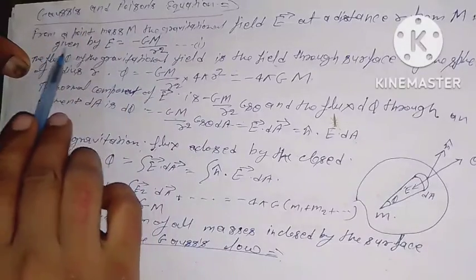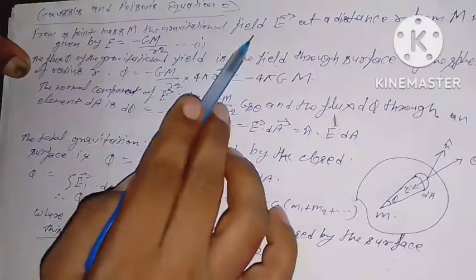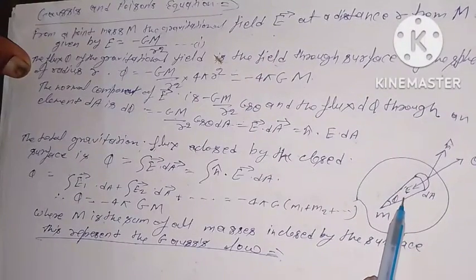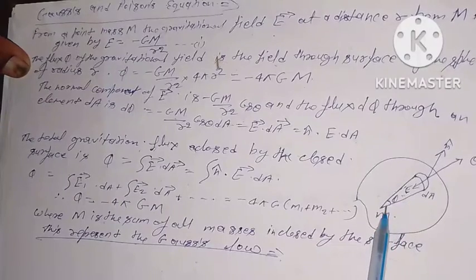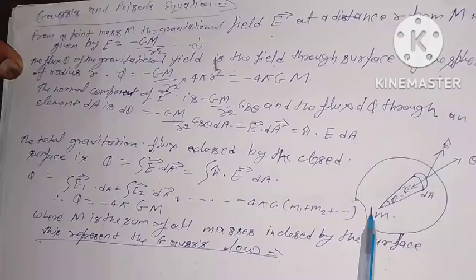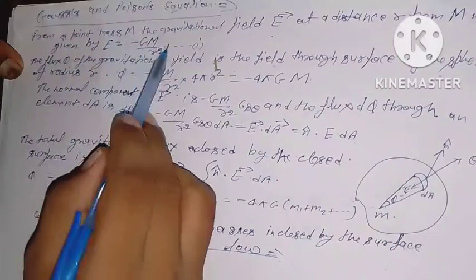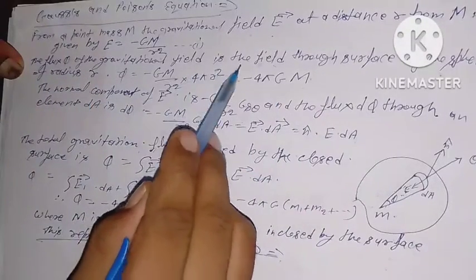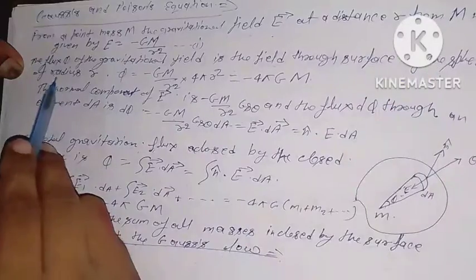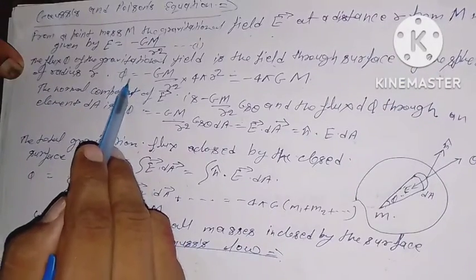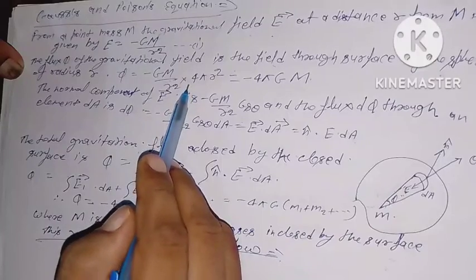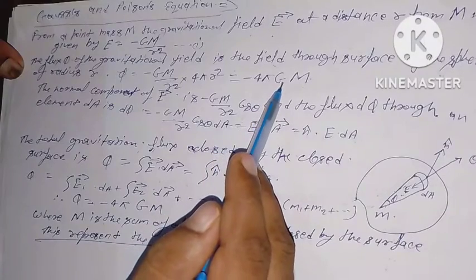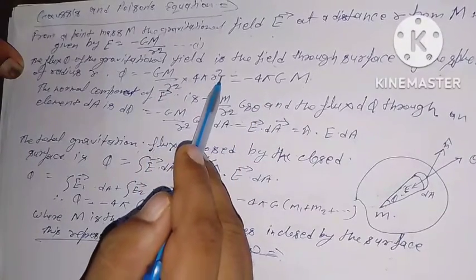Gauss and Poisson's equation. From a point mass M, the gravitational field vector E at a distance r from M is given by minus Gm upon r square. This is equation number 1. The flux phi of the gravitational field through the surface of the sphere of radius r is minus Gm upon r square multiplied by 4 pi r square, equal to minus 4 pi capital G M, because r square is cancelled out by r square.